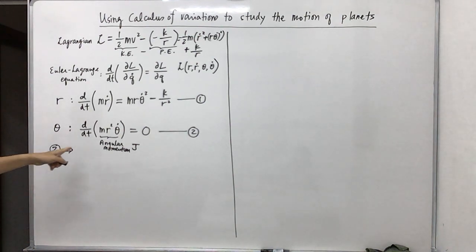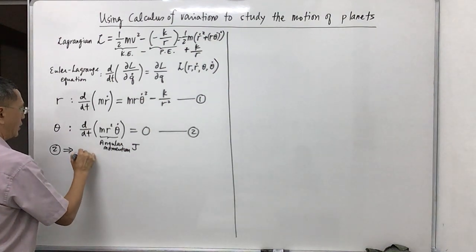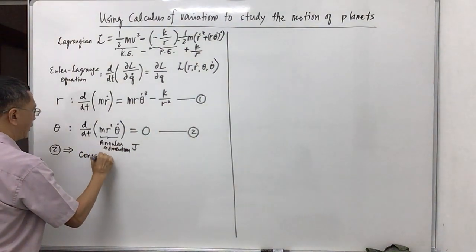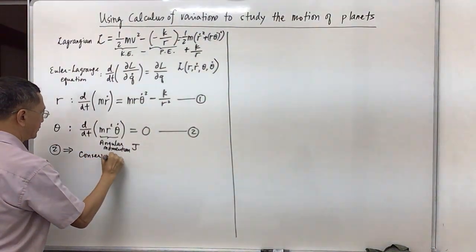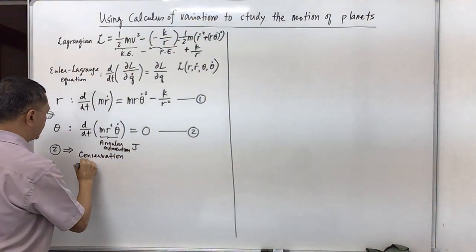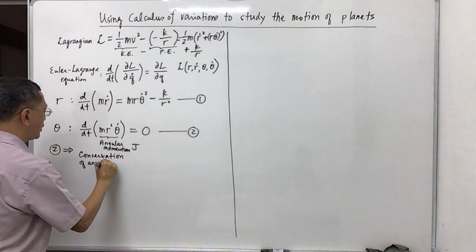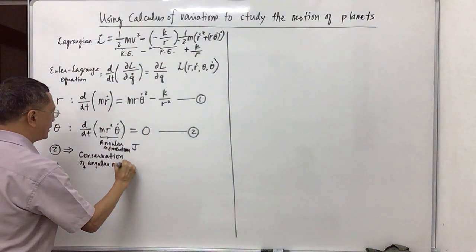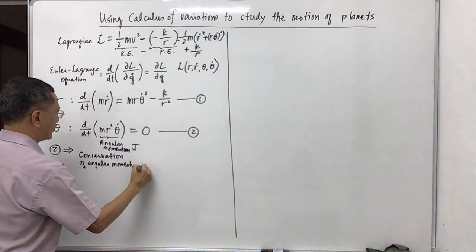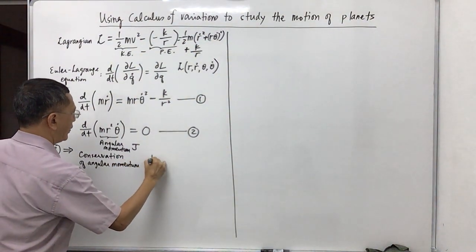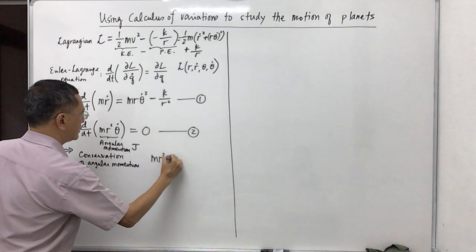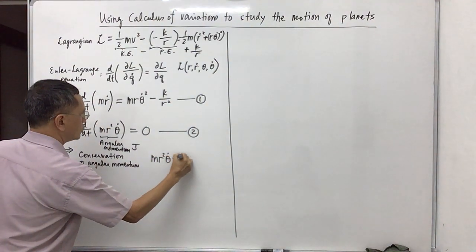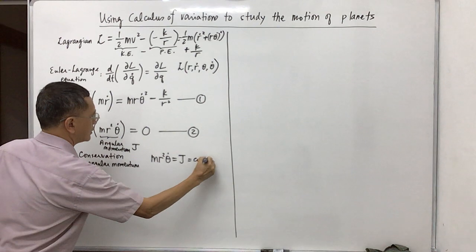So equation 2 actually tells us that we have got conservation of angular momentum. Right? Angular momentum won't change even as the planet moves around the sun. Right? So m r squared theta dot equals J, which is a constant.